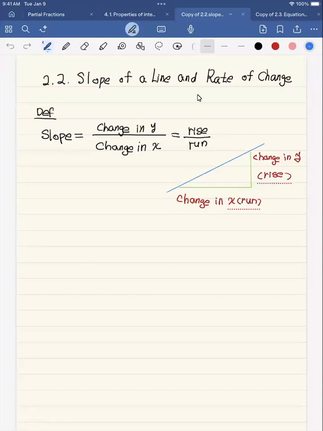In this section, we want to learn about slope of a line and rate of change. Slope of the line is defined as change in y over change in x. In other words, that's rise over run. This horizontal change is change in x, and this vertical change is change in y.